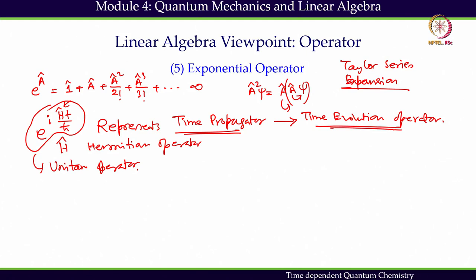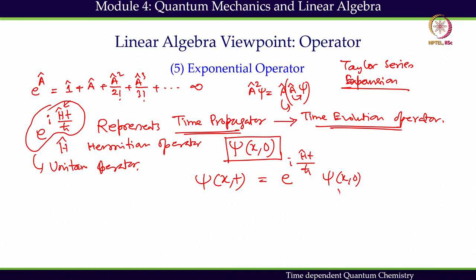Now, why is it the time evolution operator? We'll prove this. It is the time evolution operator because if we know psi x 0, the initial wave function of a particle, then I will be able to find psi x t at a time t, the wave function of that particle. That can be found by employing this time evolution operator on it. From the initial wave function, I can get the final wave function with the help of this operator. Now we will prove how this time evolution operator gives us this equation.